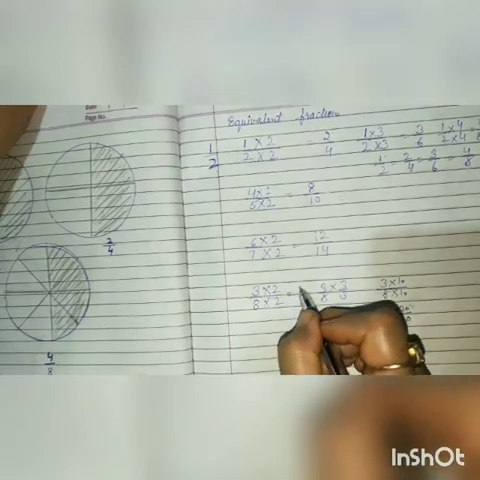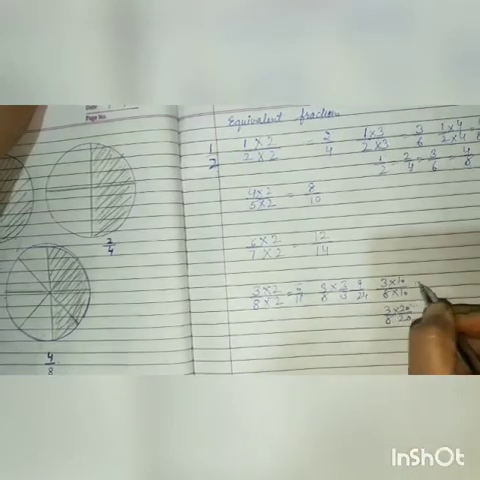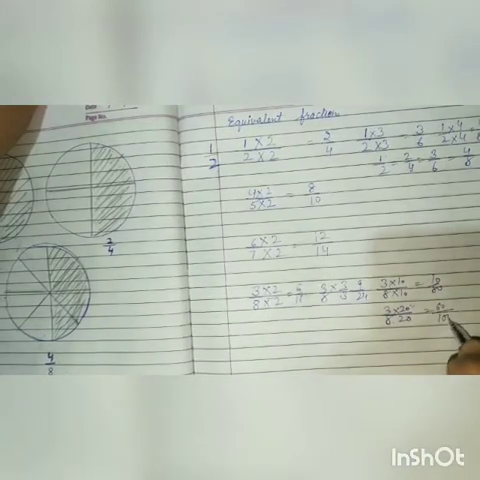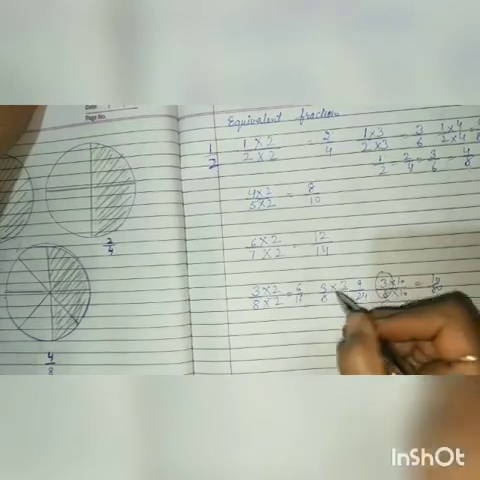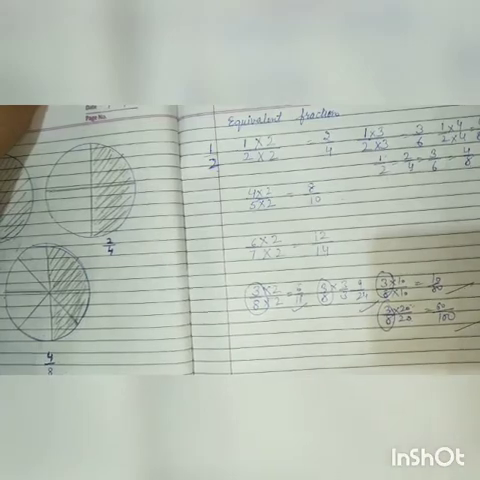So 6/16, 9/24, 30/80, 60/160. All these are equivalent fractions of 3/8. ये सभी के सभी 3/8 के equivalent fractions हैं.